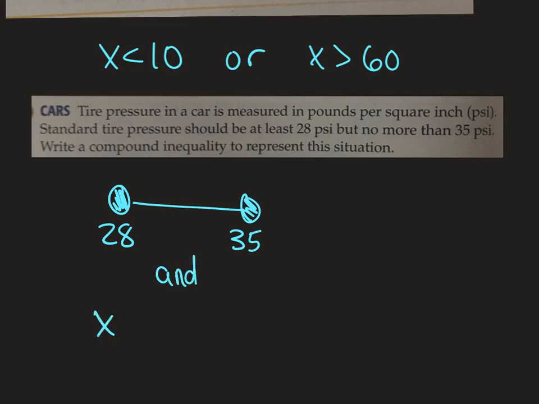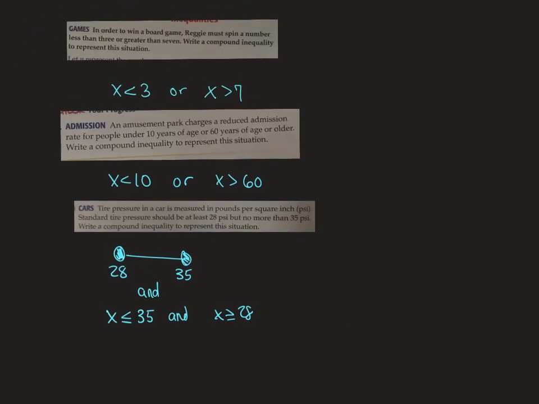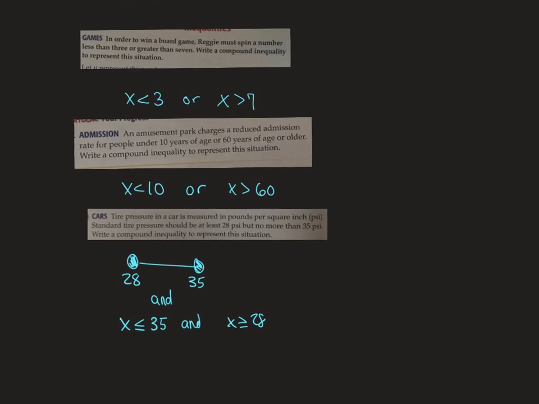So x is going to have to be less than or equal to 35 and greater than or equal to 28. And it really doesn't matter if you write this one first or if you come over and write this one first. So really I could just go like this. I could put him up front and put the and. As long as you have the two inequalities and the word and in the middle. This is an and question. The last two were or questions. Sometimes they're and, sometimes they're or.